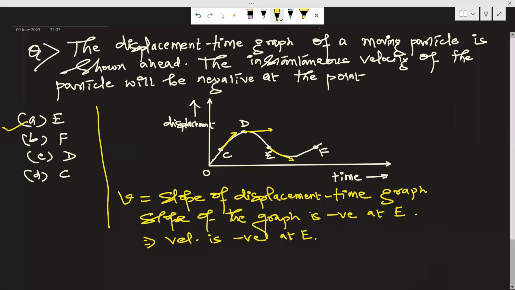Yes or no? Yes, sir. यहाँ तक क्लियर हुआ शायन? Yes, sir.